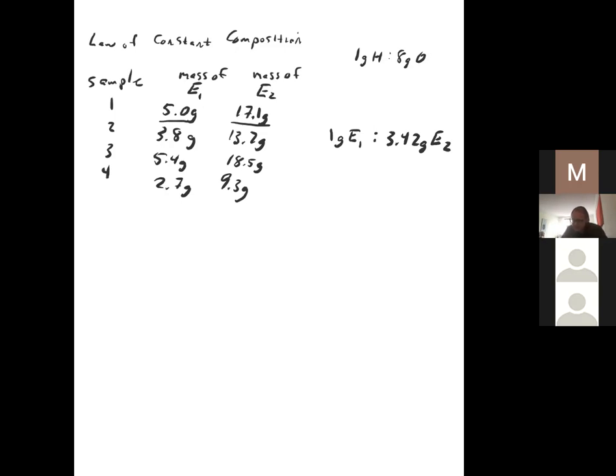You do the same thing. You divide each of them by the smaller numbers. So 5.4 divided by itself, of course, is 1. So it's 1 gram of E2. And then you do the same thing for the other one. You take your 18.5 and you divide that by 5.4. And take a look, you got the same answer, right? It's 1 to 3.42 grams, okay? So it looks like the ratio is the same.